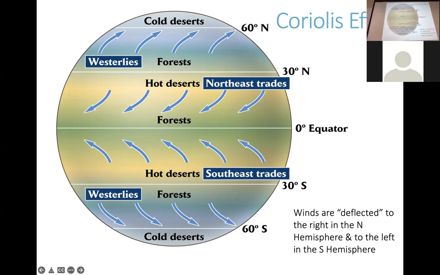Okay. So what I might ask you here on an exam is I might give you a diagram and ask you to draw in arrows as to which way the wind would be blowing in these different bands. So 0 to 30, 30 to 60, northern and southern hemisphere. So I definitely want you to be able to remember those general patterns. Like I said, you don't need to worry about the names of those different winds.